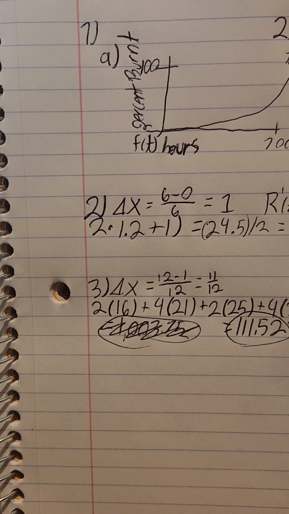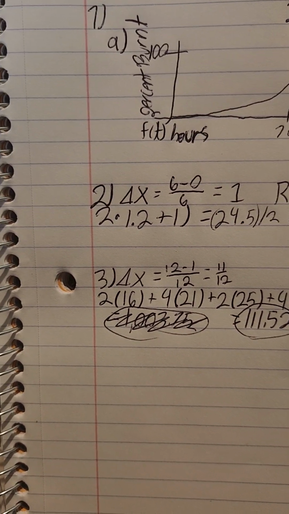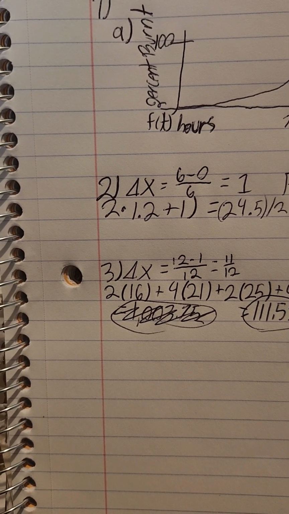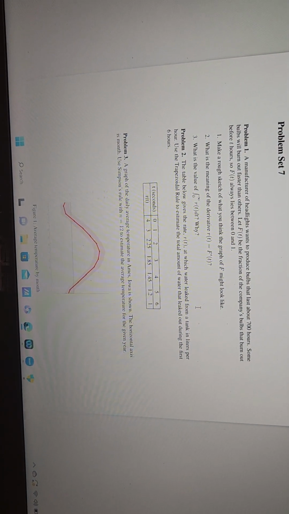Number 2 asks you to estimate the total amount of water leaked over time given this table. I guess I can just show you. I didn't feel like writing out every problem this week.